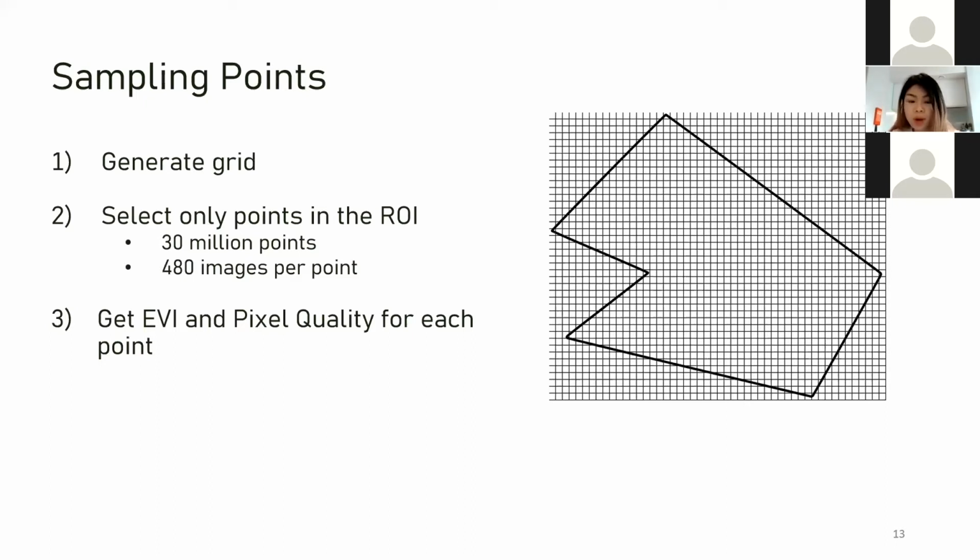And then the data was extracted, retrieving the date, latitude, longitude, EVI, and the quality index.